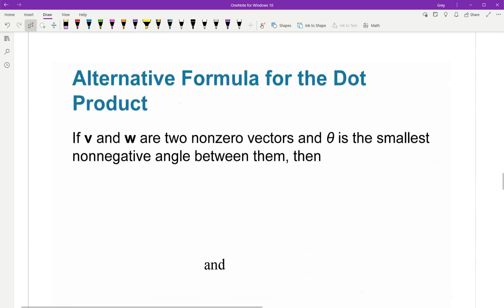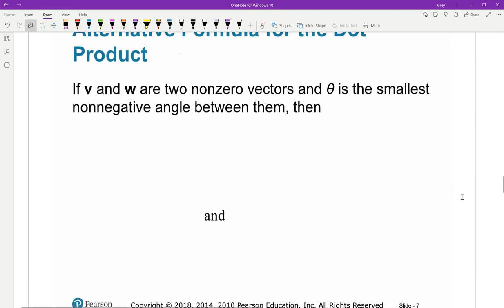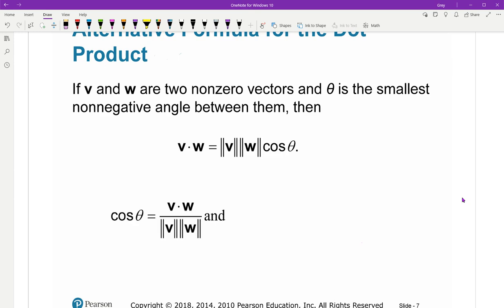Now, we have another formula for the dot product, which I really like to think of more as an application of the dot product. And it looks like this. The dot product is the product of the magnitudes times the cosine of theta. Or, and this is more how I remember it, the cosine of theta is equal to the dot product divided by the product of the magnitudes. That's what this symbol is, the magnitudes.